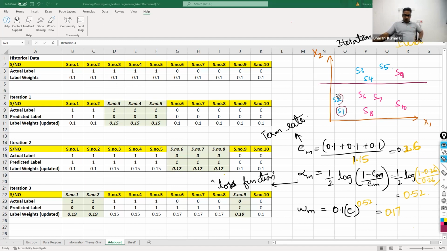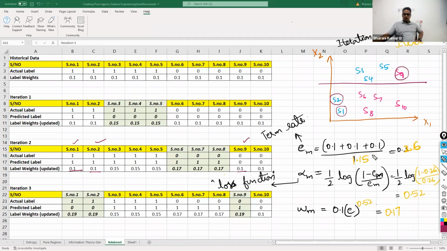1, 2, and 9. Why? Because if it falls below, it should be pink, but these are blue. If it falls above, it should be blue, but it is pink. So these three are misclassified entries. For these three, now we need to give some weights. Again, what are those entries? 1, 2, and 9. What are the weights initially given?